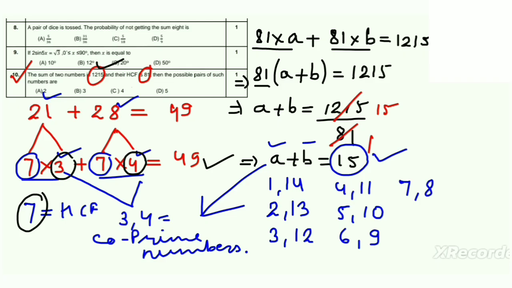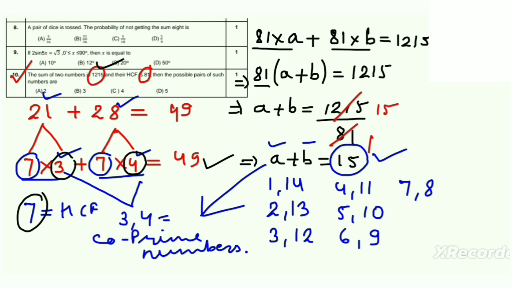In this way we have obtained 7 pairs of numbers, but according to this question we have to select only those pairs of numbers which are co-prime numbers, right? So let's check whether it is co-prime or not.